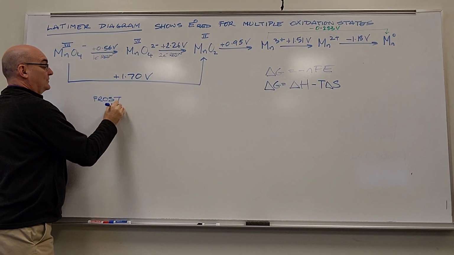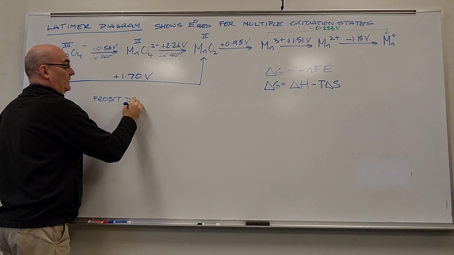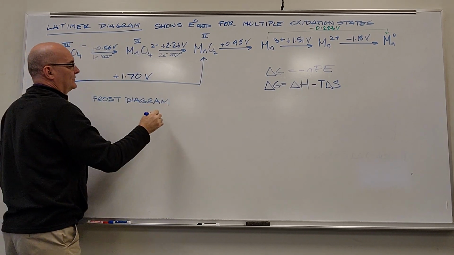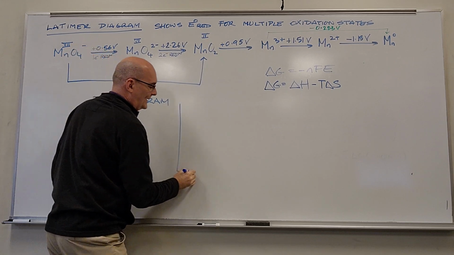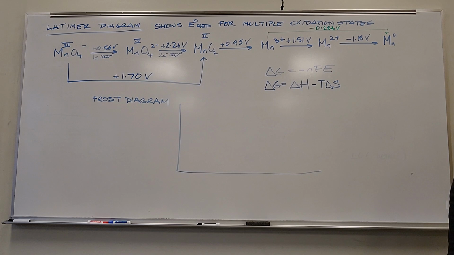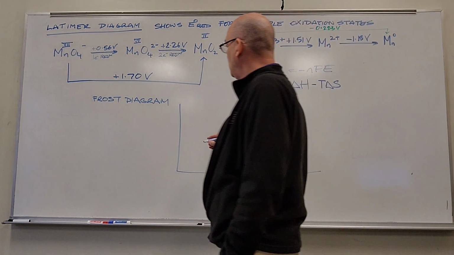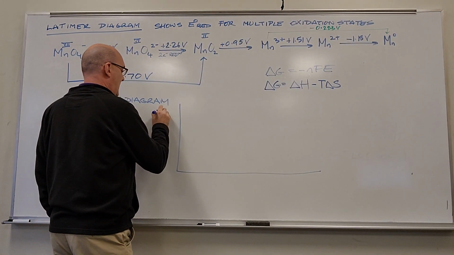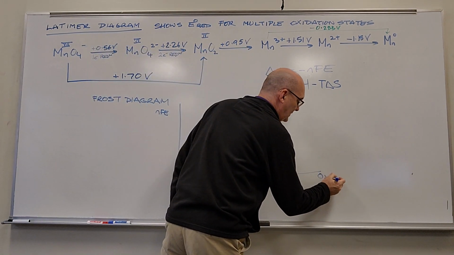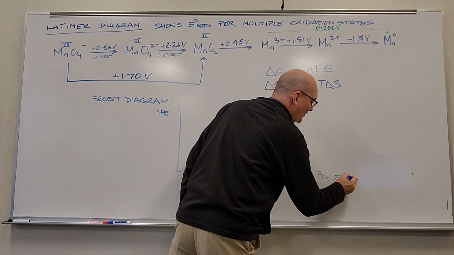If we plot this information, not in terms of cell potentials, but in terms of delta G, but really, it's the same thing. So we're going to plot nFE versus oxidation state or oxidation number.